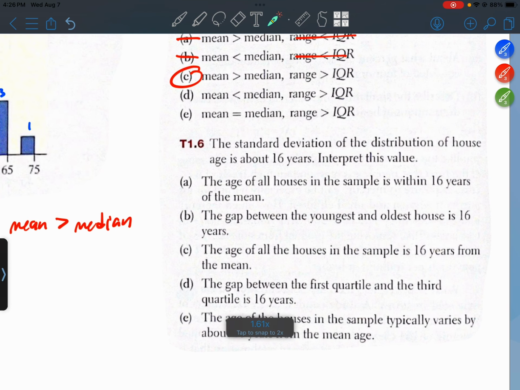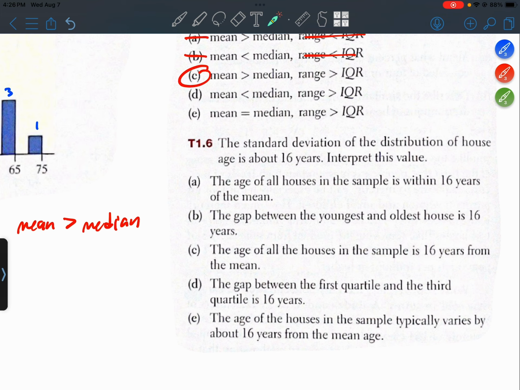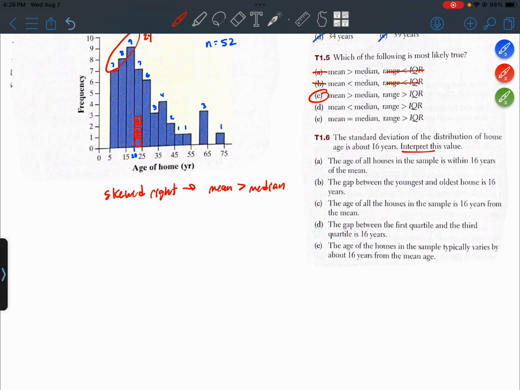T1.6. The standard deviation of the distribution of house age is about 16 years. Interpret this value. We have a sentence stem or sentence frame for standard deviation, and it goes a little something like this. The context typically varies by SD units from the mean of whatever the mean is.